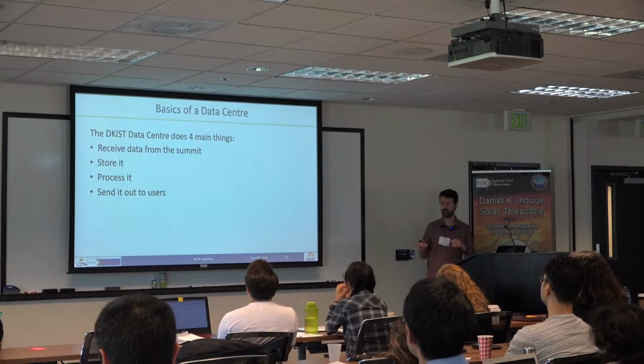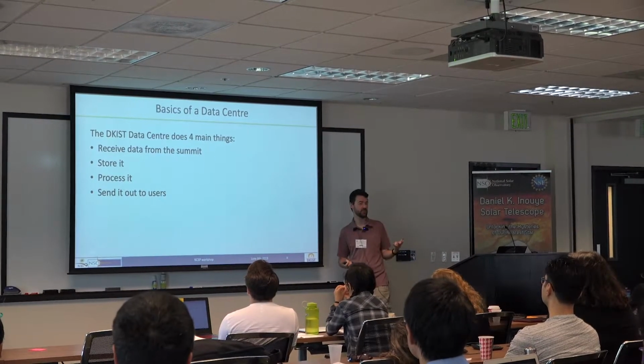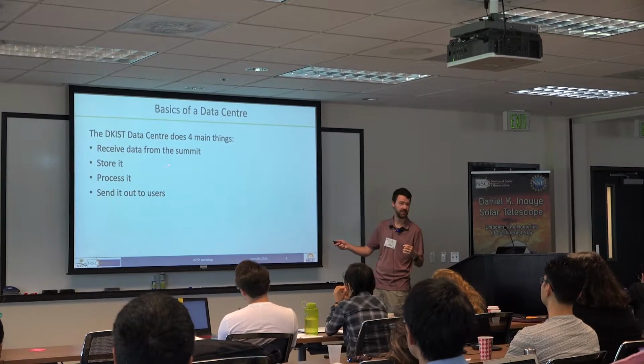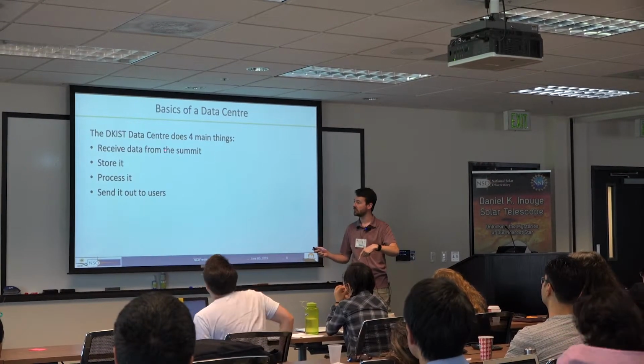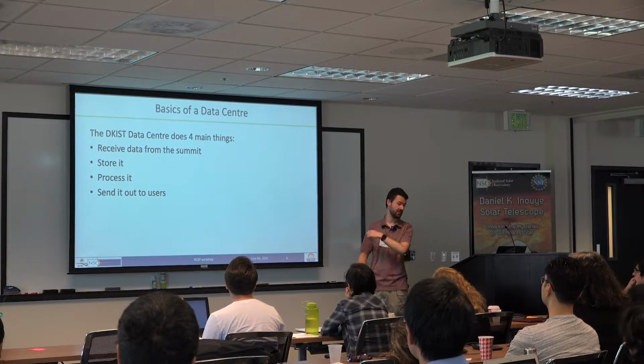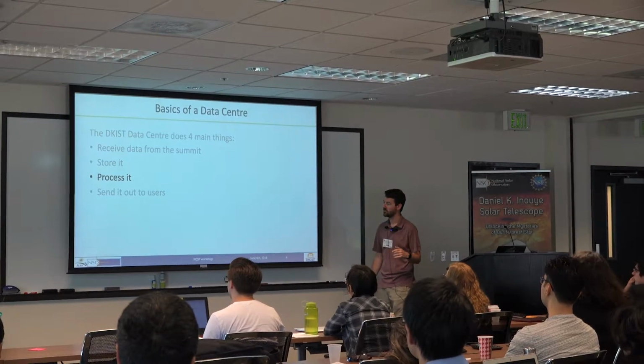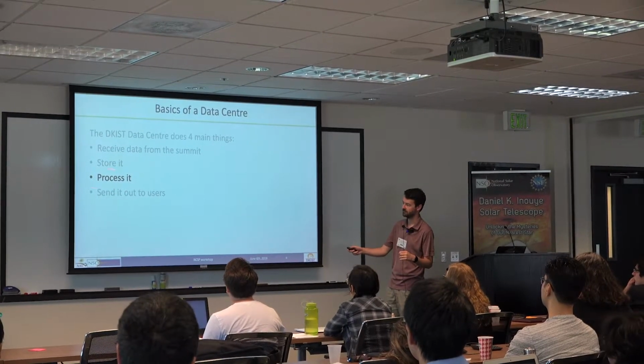So getting back onto what we actually do for calibrations. Well, the data center really only does 4 main things. We have a big bucket that data from the summit falls into. We keep it in that bucket. We do things to it. And then we send it out to people. What I'm going to be getting into is the third part here, processing it.